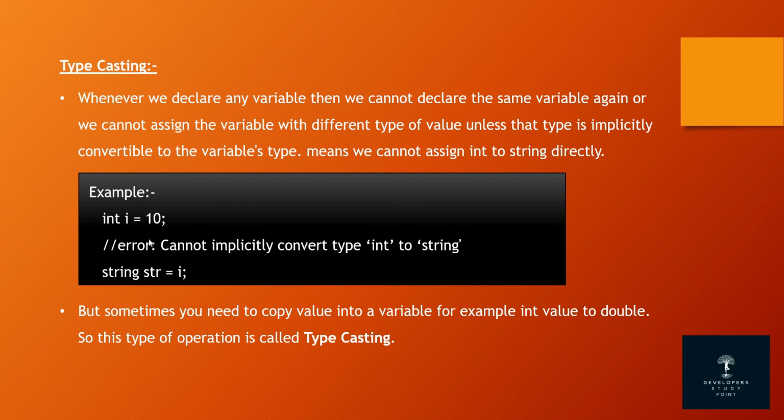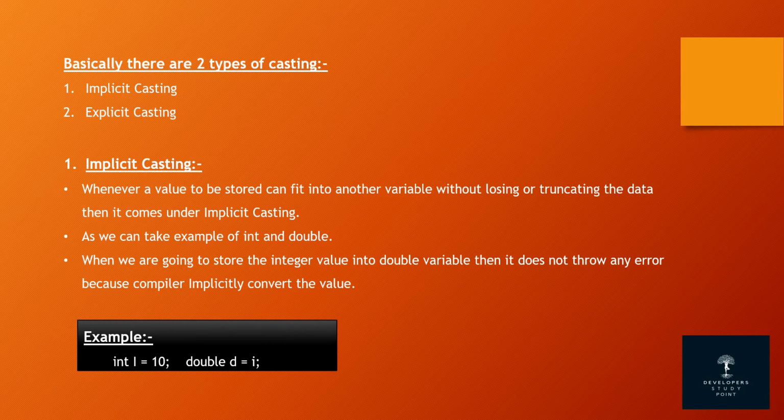But sometimes we need a copy of a value stored in a different type of variable. We need to do so. This is called typecasting. We want to save a copy of the value to another type, like integer to double. There are two types of casting: implicit casting and explicit casting.